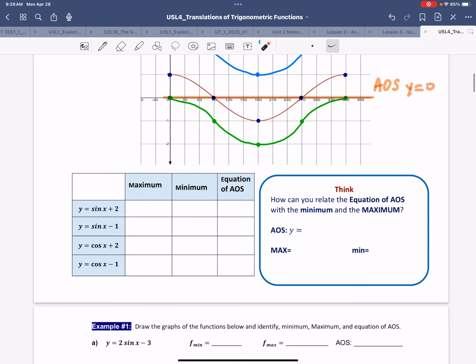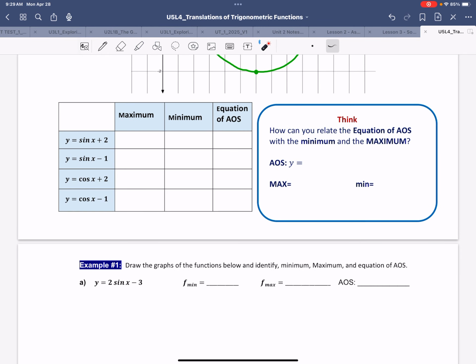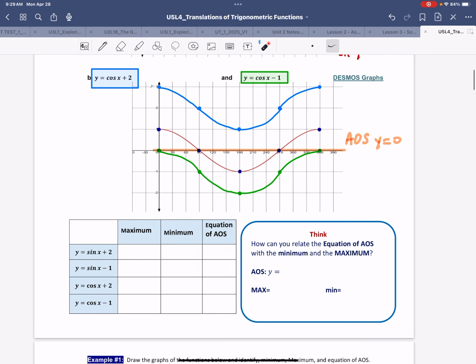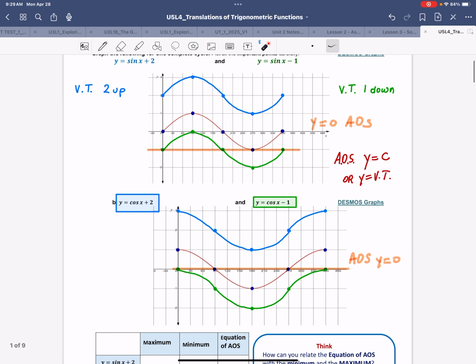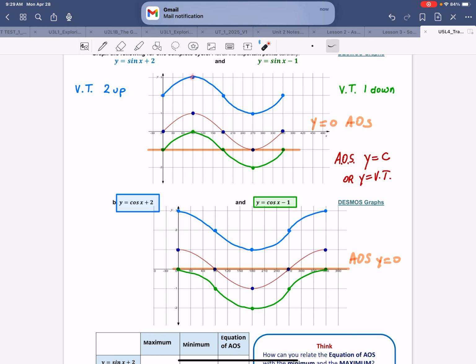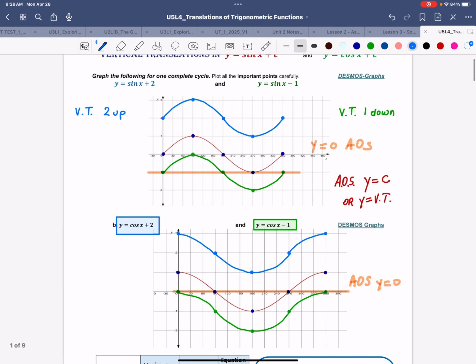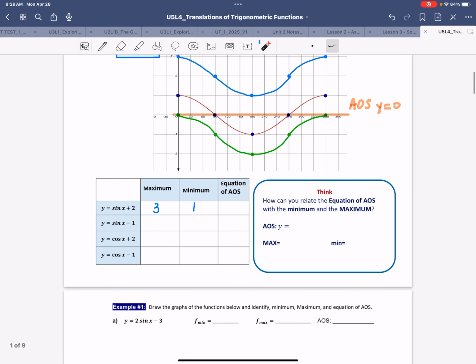Now, the next thing that we want to discover or connect or analyze, I should say, is how to connect the maximum, the minimum, the equation of axis of symmetry together. Now, when you look at y equals sine of x plus 2, you see that the maximum value of the function is at y equals 3, and the minimum is at 1. So we're going to write that maximum is 3, minimum is 1, and the equation of the axis of symmetry, we said that it is at y equals 2. And here we go, y equals 2.